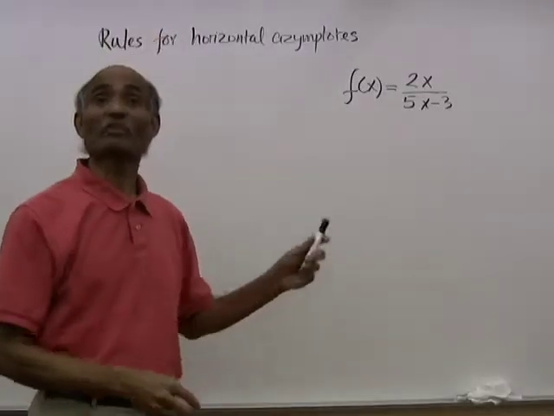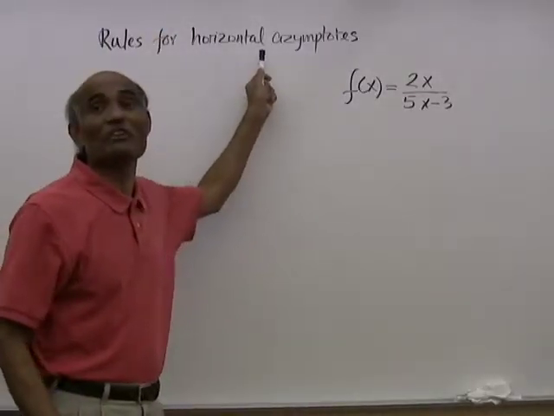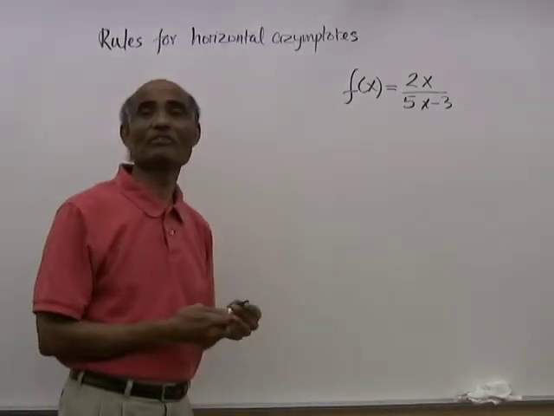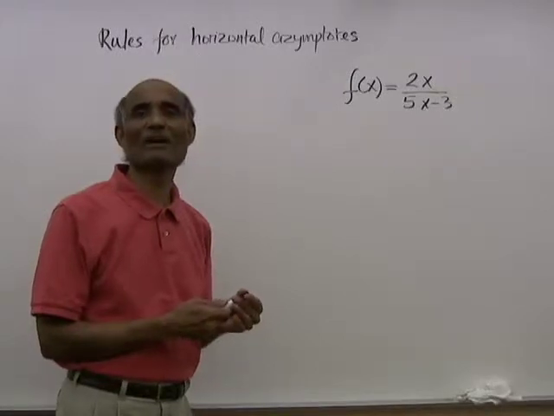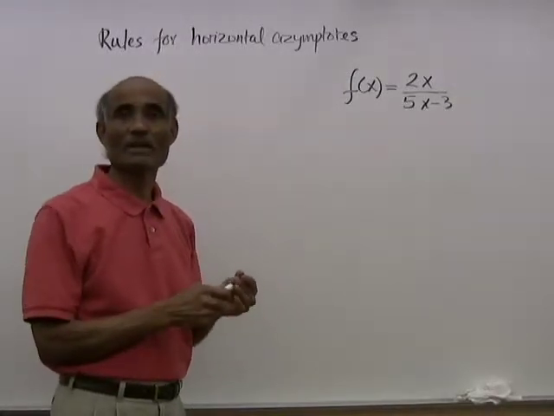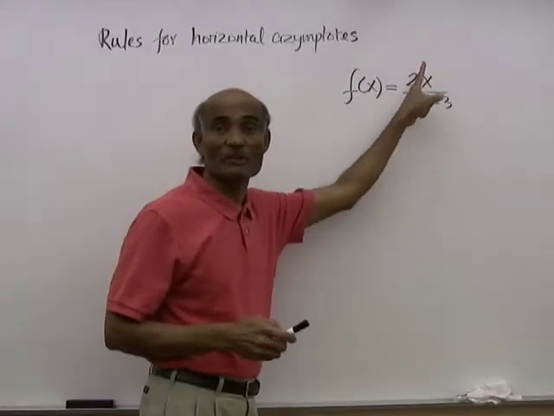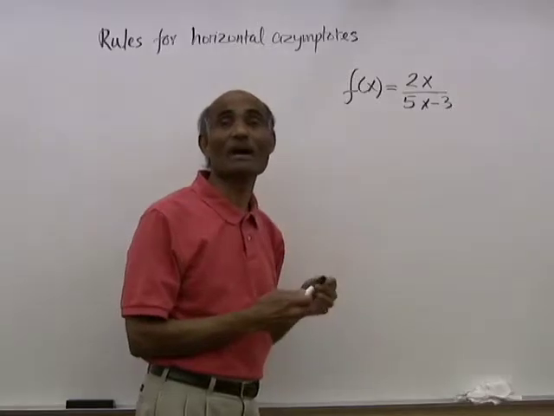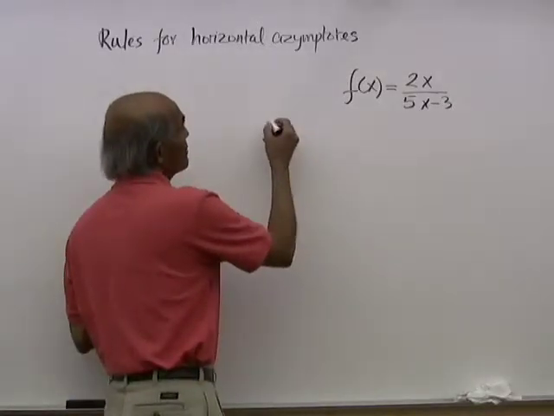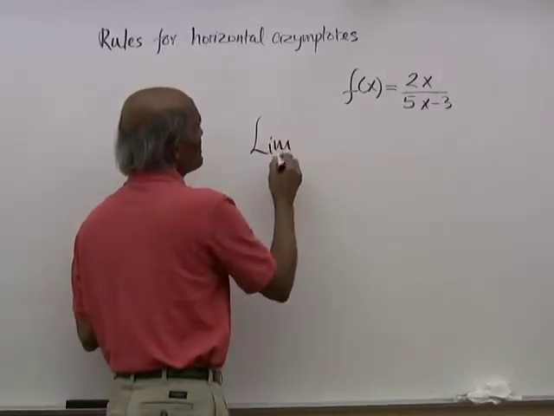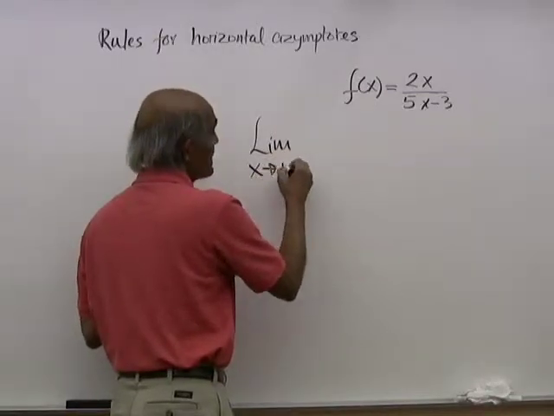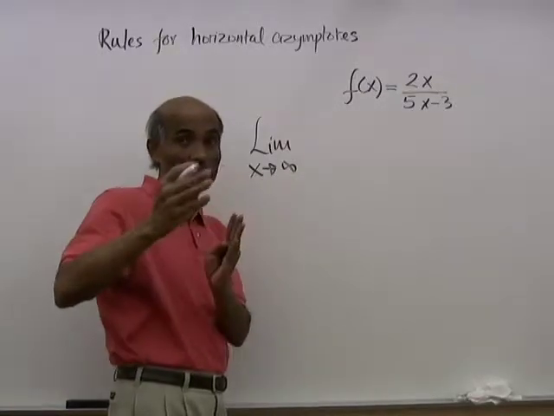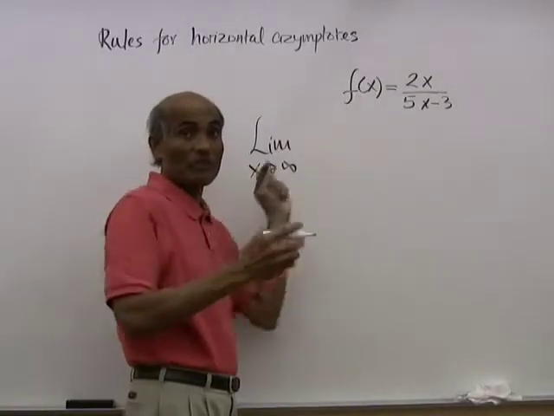We will now discuss some rules for finding the horizontal asymptote. Let's look at this function, f of x equal to 2x divided by 5x minus 3. We can use the same operation. Divide each term in the numerator and denominator by x. And so we can say the limit as x approaches infinity, and that's where you find the horizontal asymptote.